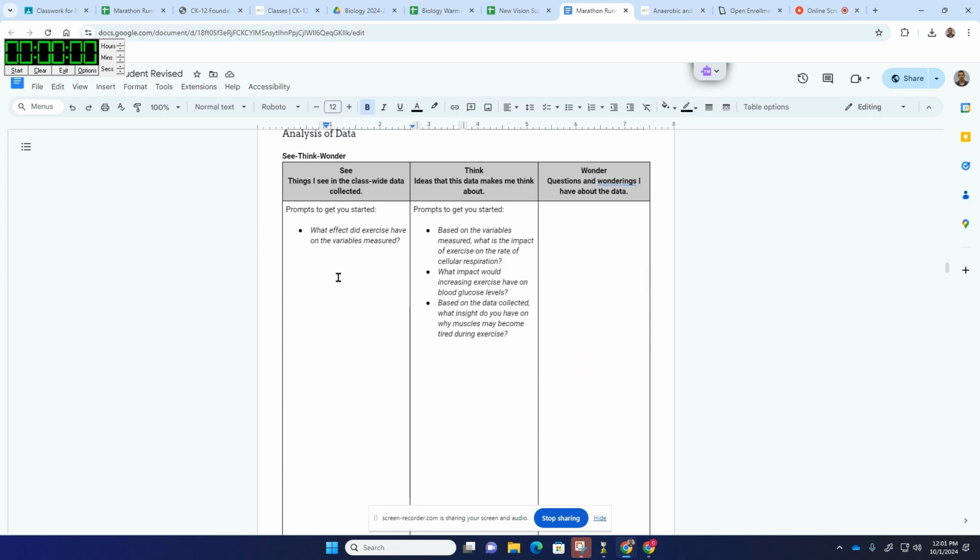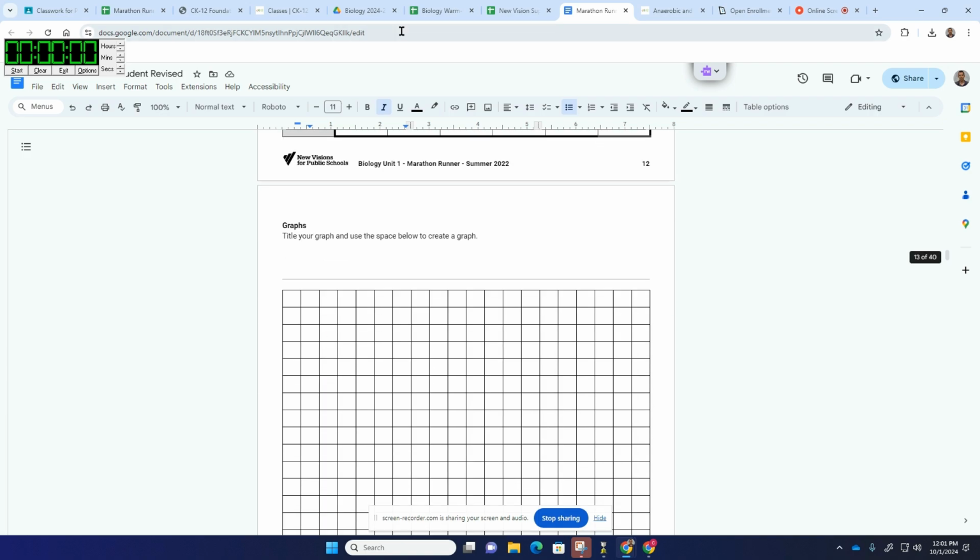So then based on that graph, we have a couple of questions. This is what you can see, what you can think, and what you can wonder about the graph. So the first one, it says, what effect did exercise have on the variables measured? Now, as I start to get into this, obviously you usually need to pause the video to write down your ideas and then continue on the video. So what was the effect? Well, that's pretty obvious, right?